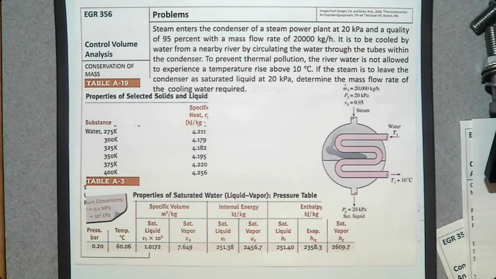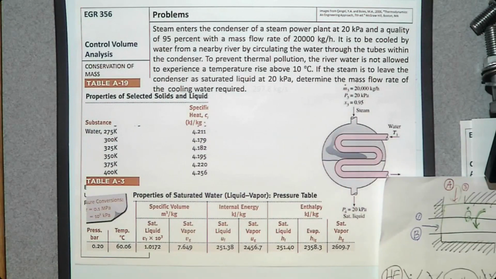We have a steam power plant. This steam power plant has many components, and one of them is a condenser. A condenser is a device to remove waste heat from the thermodynamic cycle in a steam power plant. By the way, the thermodynamic cycle in the steam power plant is called the Rankine cycle, and we are going to study the Rankine cycle later in chapter 8.